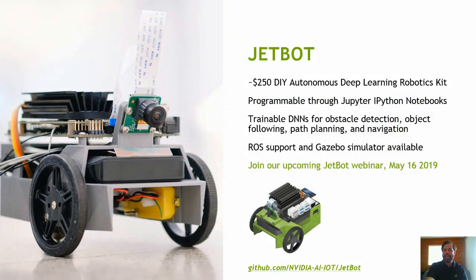JetBot's an autonomous AI-powered robotics kit that we put together for Jetson Nano. It's fully open source and includes all the software and hardware docs for sourcing the components and putting it all together. The chassis is 3D printable and uses inexpensive parts, so you can build a whole kit for under $250, including the price of the Nano. JetBot's programmed through user-friendly Jupyter IPython notebooks. These contain the deep learning functions and logic to control the bot.